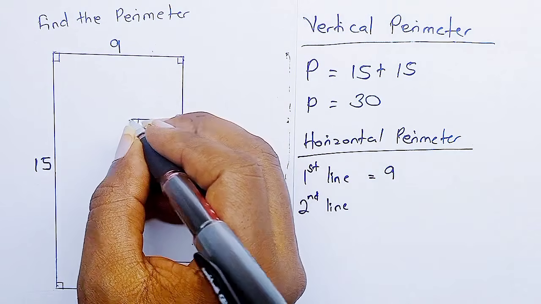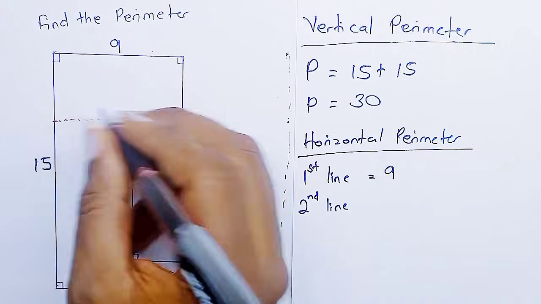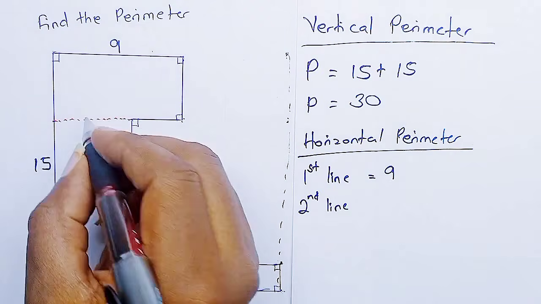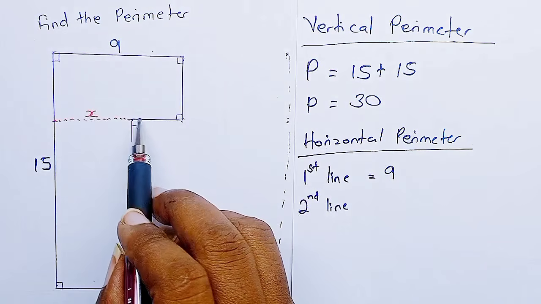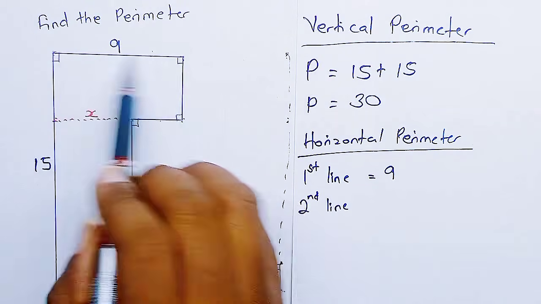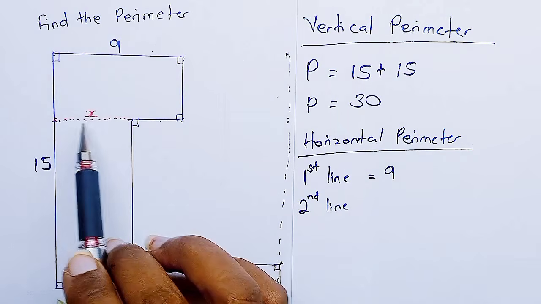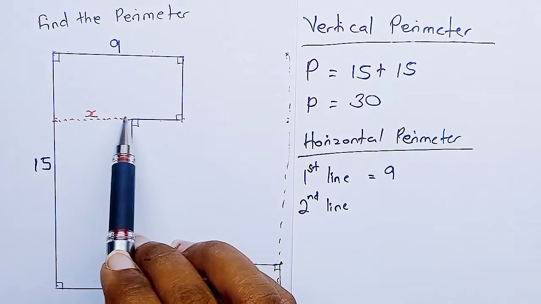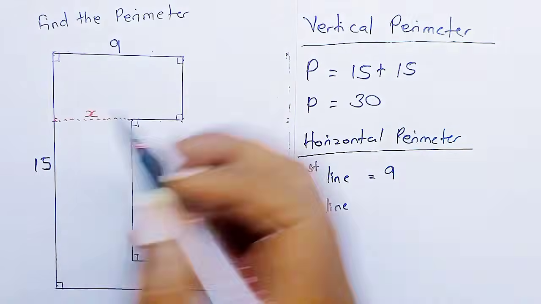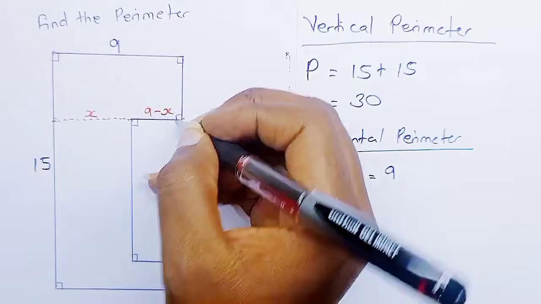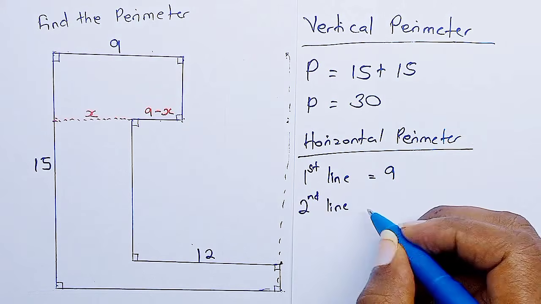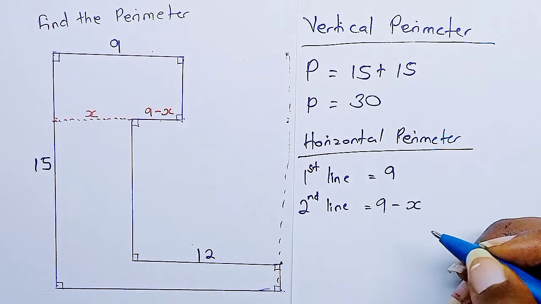imaginary line here, and if I say from here to here is x, then this line here, since we know that this line will be equal to 9, this length will be equal to this whole length, which is 9. And since I've said from here to here is x, that implies that from this point to this point will be 9 minus x. Okay? Hope we are together. So the second line is 9 minus x.